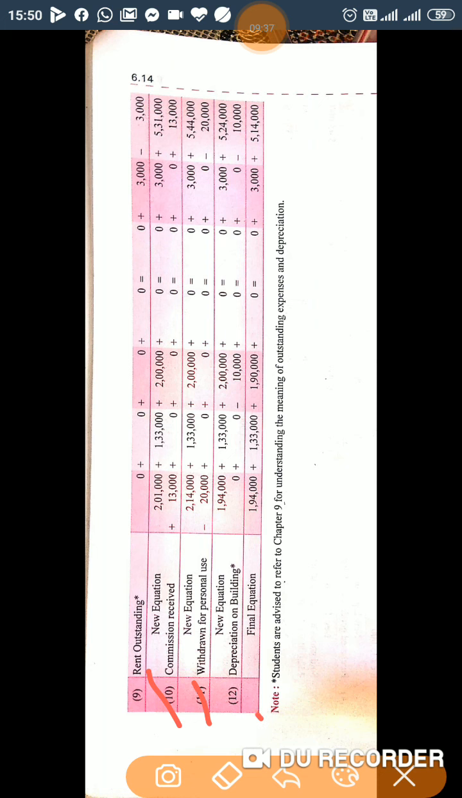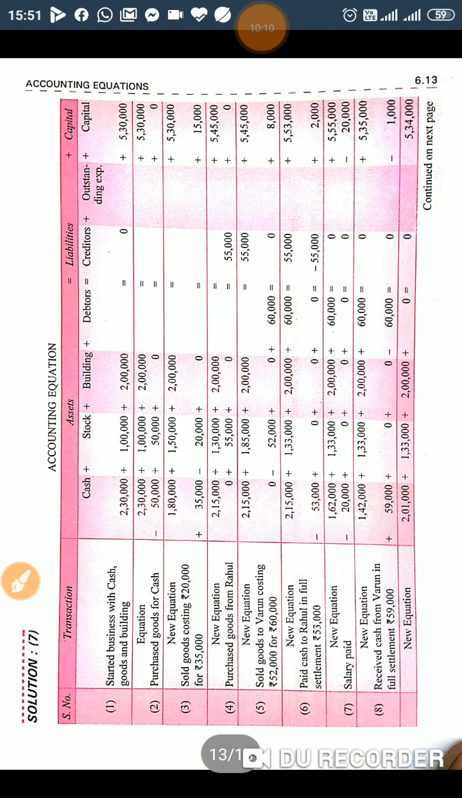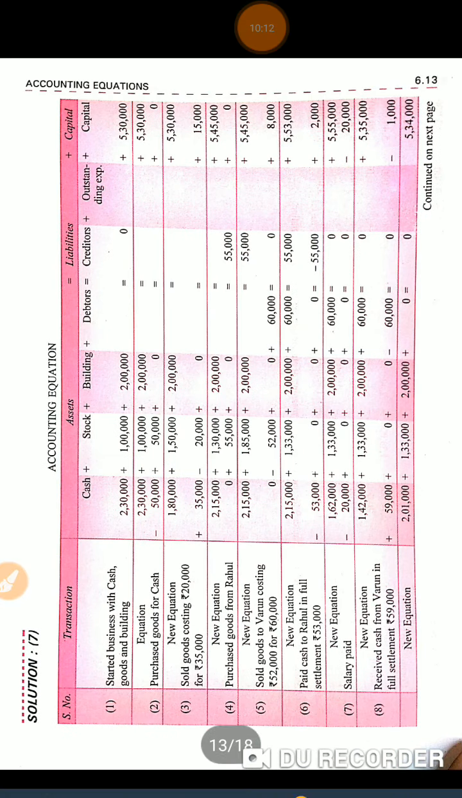Next, the last one for deciding the items of assets and liabilities is depreciation on building. The journal entry is depreciation account debited to asset account, that is building account. So two things are involved: depreciation as a non-cash expense, which will be deducted from the capital, and building, because it is decreasing, it will be deducted from the building, which is already mentioned. After this you start writing each transaction and showing it in the form of equation.